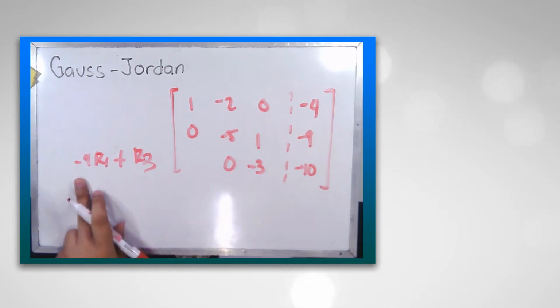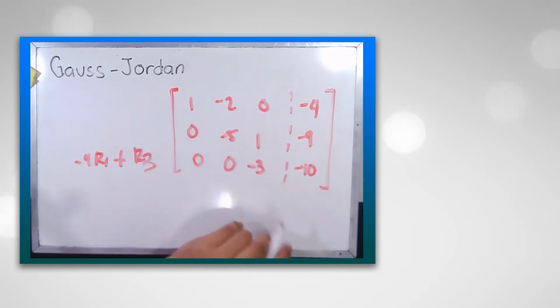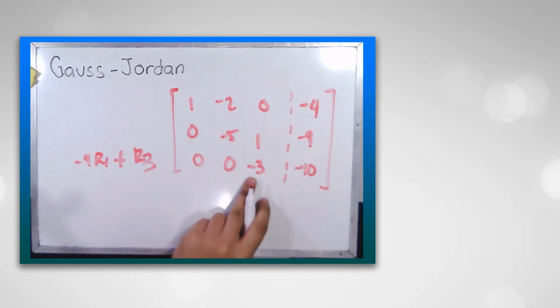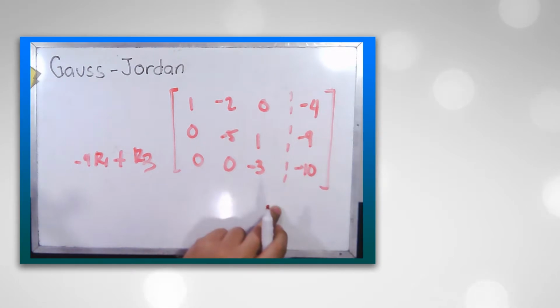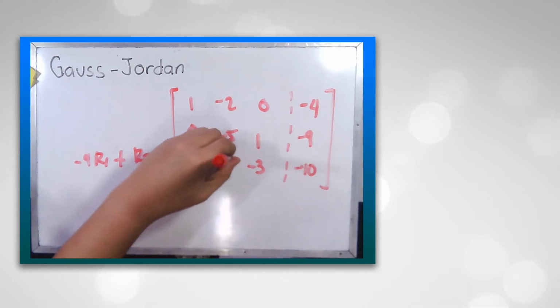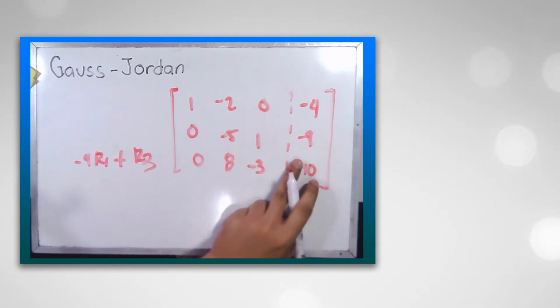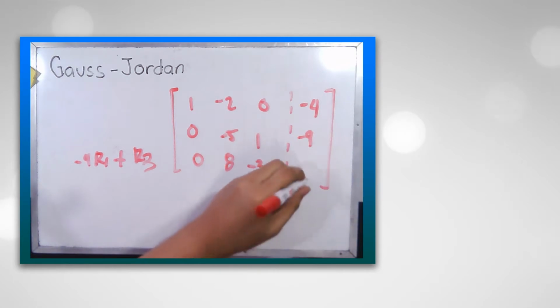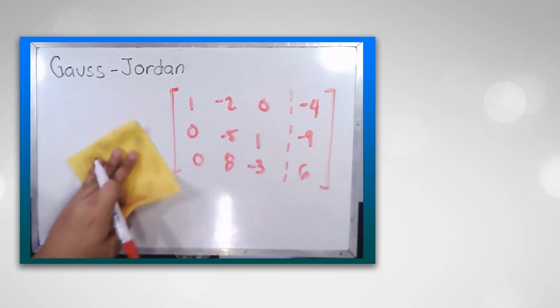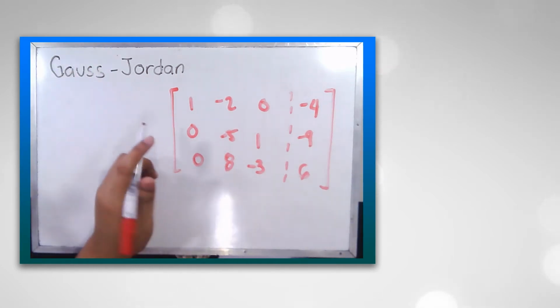Negative 4 times 1 is negative 4 plus 4 is equal to 0. Then 0, 0, so this is the value. Here is negative 4 times negative 2 is 8 plus 0. This will become 8. And here, so negative 4 times negative 4 is 16 plus 10 is what? This will become 6. Okay. Don't forget, the constant is also affected by the row reduction that we're doing here.